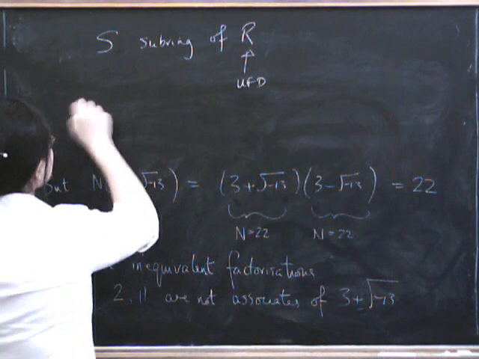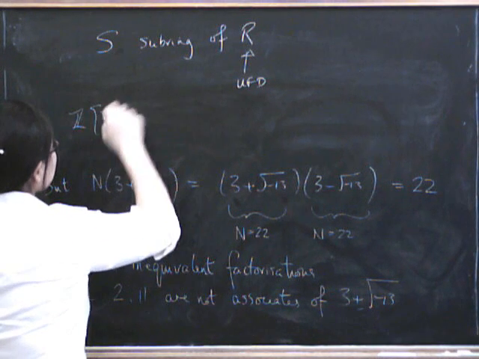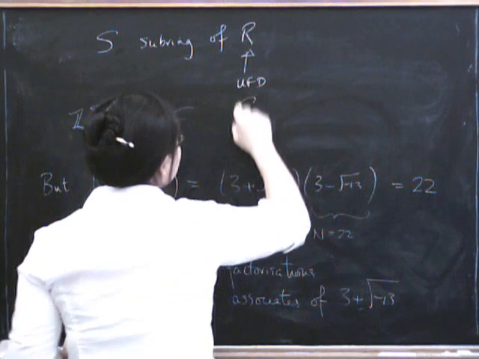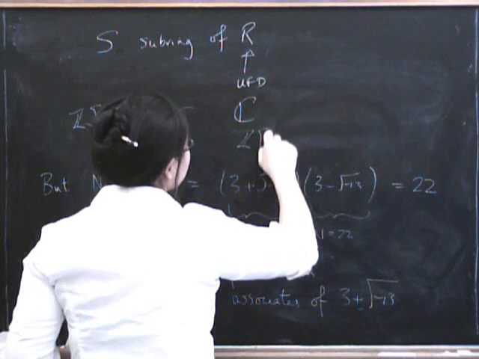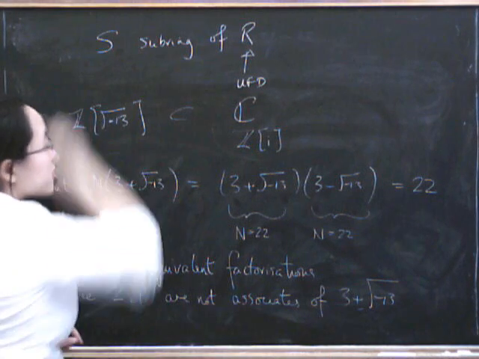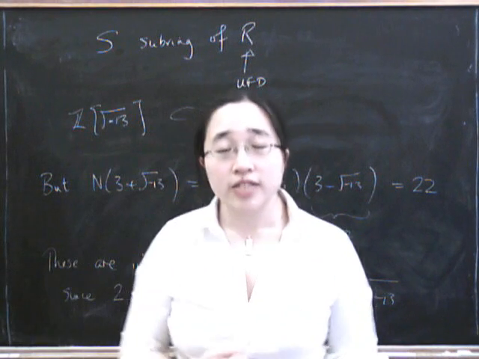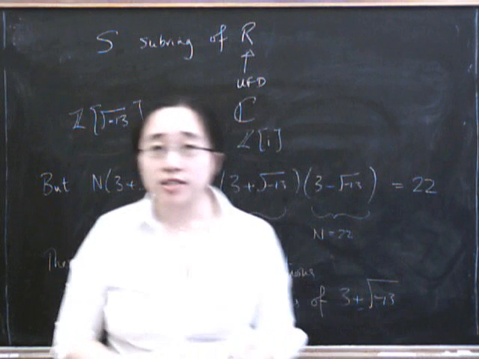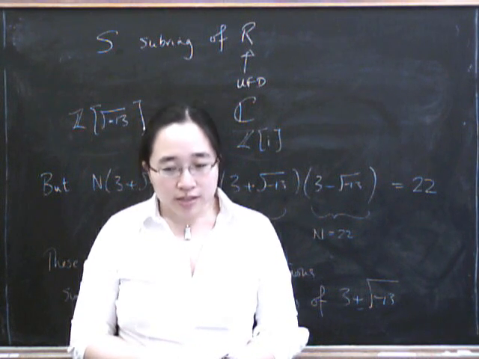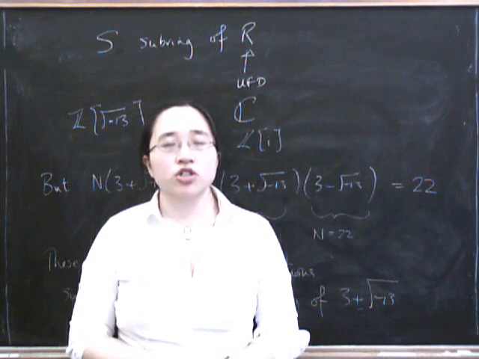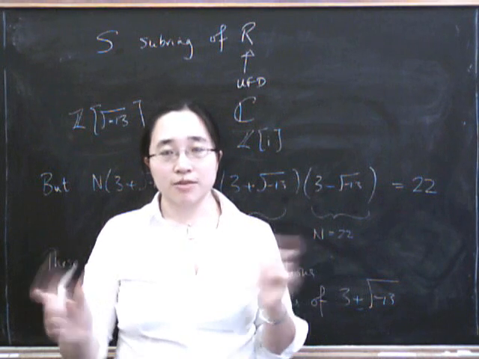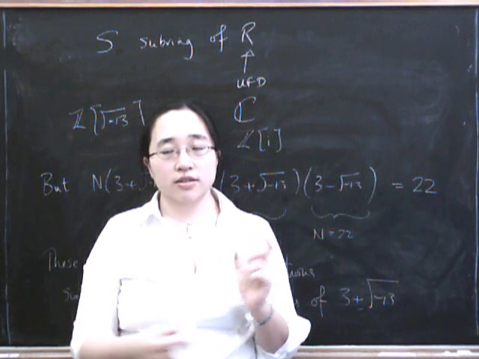So for example, we've got Z root minus 13, but it's a subring of the complex numbers, or if you like, it's also a subring of the Gaussian integers. And each of these are unique factorization domains, but this is not a unique factorization domain. And so it is possible for S to be a subring of a unique factorization domain without actually being one itself. Now you might think this is a bit strange, because surely you might think that factorization in one place is the same as factorization in its subring.